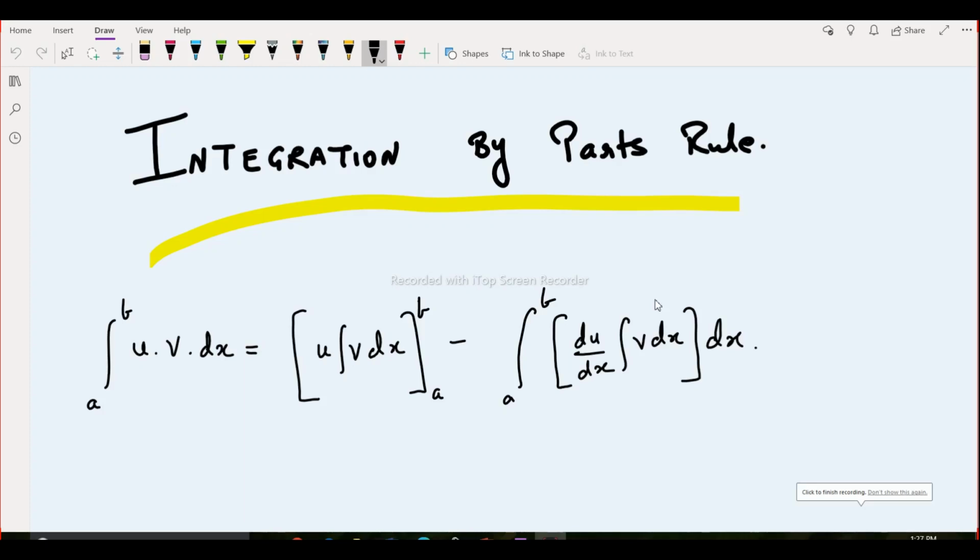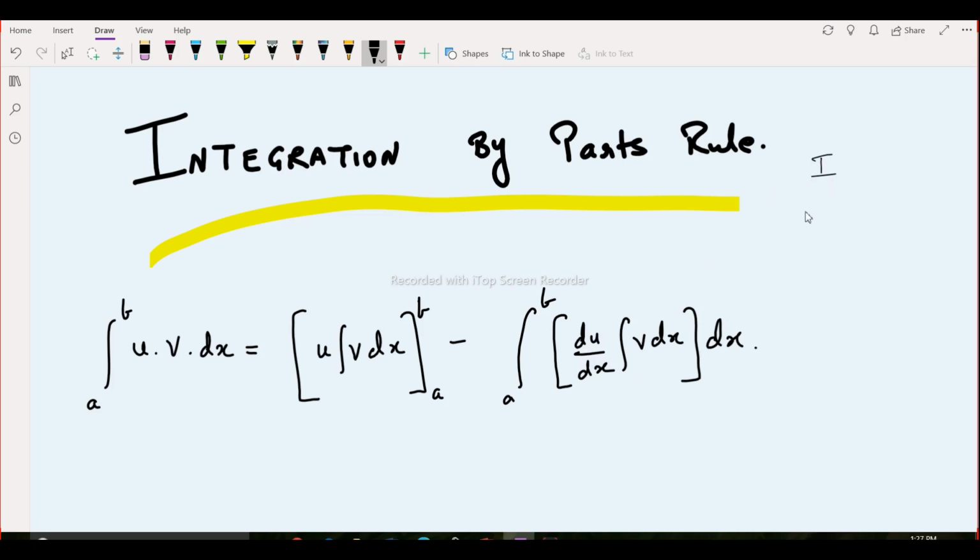Hello students, let's start off with the integration by parts rule for definite integration. If you look at the formula, you'll see that it is almost the same, in fact the same formula for u into v. The only difference is there are limits. Here you have u integration of v dx, and you put the limits a to b, minus integration of, again with the limits, du by dx integration v dx, and the whole dx, and the concept is same.